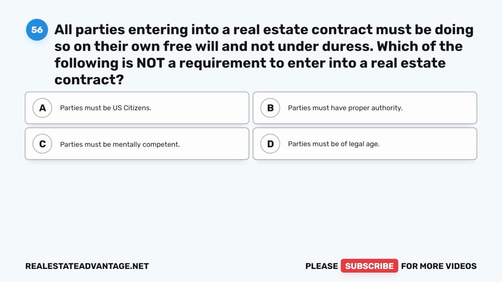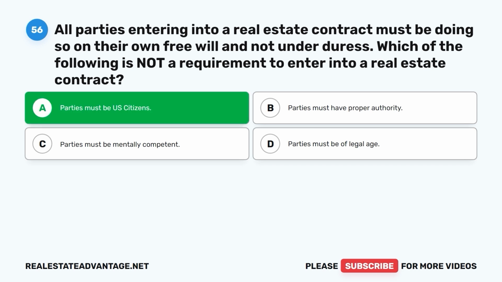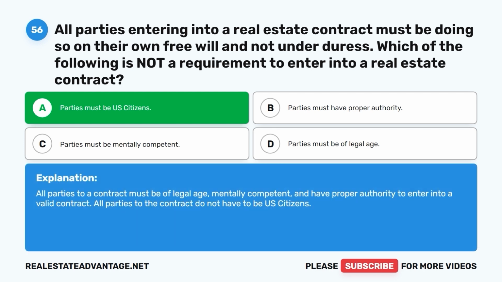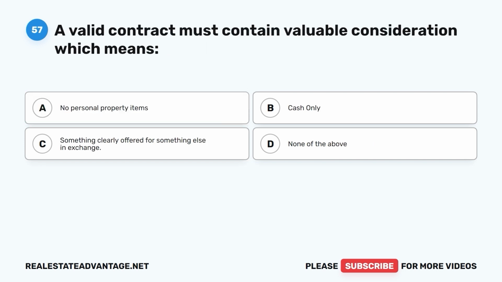The correct answer is A. Parties must be U.S. citizens. All parties to a contract must be of legal age, mentally competent, and have proper authority to enter into a valid contract. All parties to the contract do not have to be U.S. citizens. Question 57. A valid contract must contain valuable consideration, which means A.